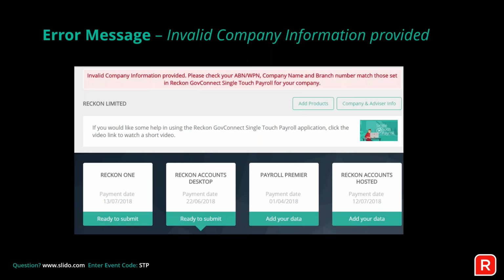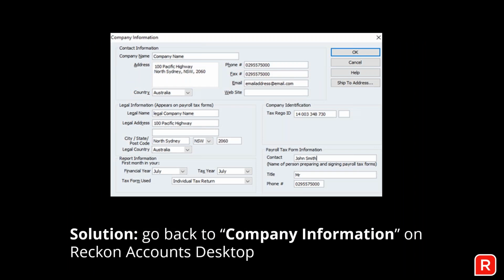Invalid company information provided. It's self-explanatory. The information's not quite right, so you'll need to go back to your company information screen inside Reckon Accounts and make sure that the legal name is correct, exactly as it is on the ABN register. Also check the correct legal address, ABN number, and payroll contact details.